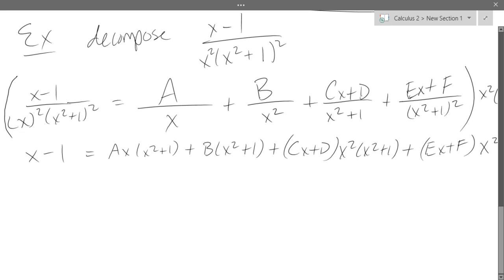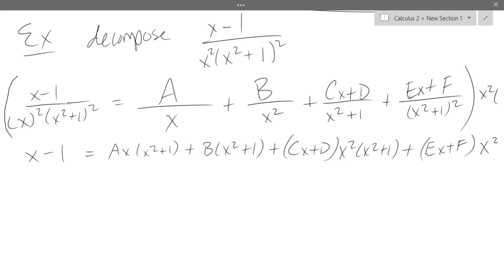So it's basically for every irreducible factor, you're going to get a denominator, and then every time it appears, like if it's cubed, you would have first power, second power, third power. So I would have gotten a third one over here if that x squared plus 1 appeared cubed.